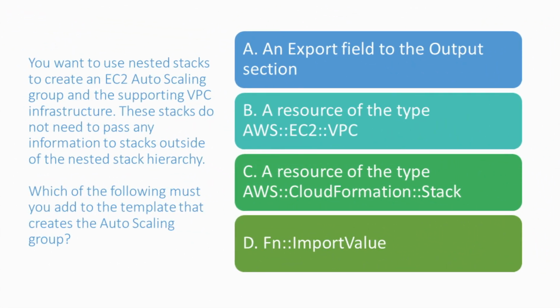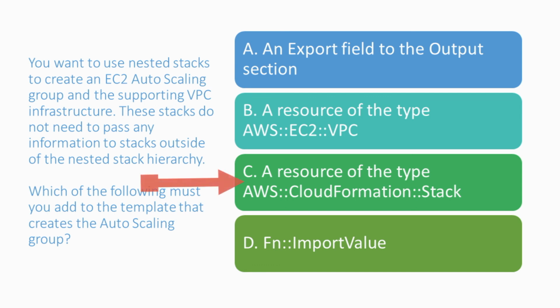You want to use nested stacks to create an EC2 auto-scaling group and the supporting VPC infrastructure. These stacks do not need to pass any information to stacks outside of the nested stack hierarchy. Which of the following must you add to the template that creates the auto-scaling group? Options we have: A. An export field to the output section. B. A resource of the type AWS::EC2::VPC. C. A resource of the type AWS::CloudFormation::Stack. D. Fn::ImportValue. Correct answer for this question is option C.